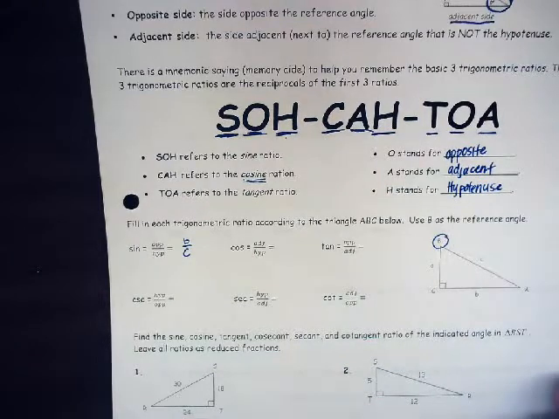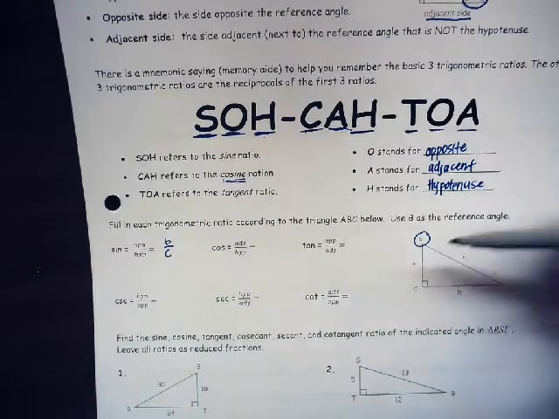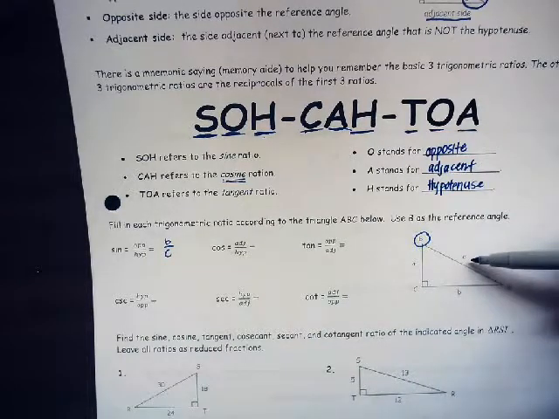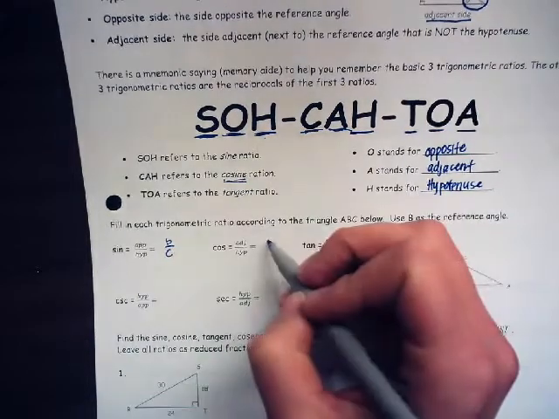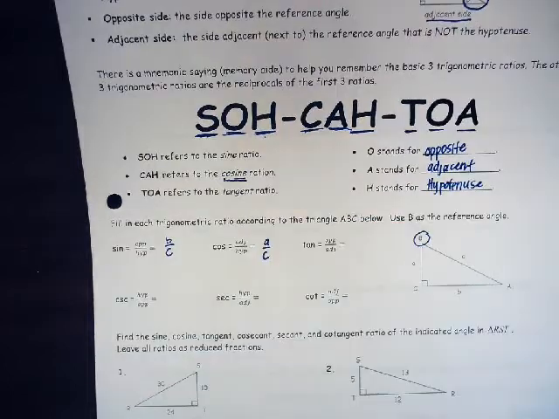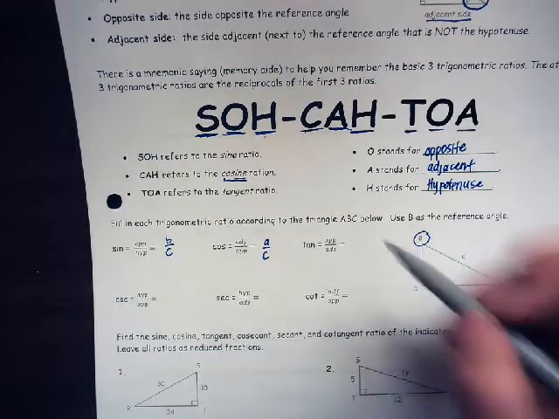Okay, try again. So the cosine now of the same reference angle is going to be adjacent over hypotenuse. So that will be A over C. Write that right there. And the tangent ratio from reference angle B is going to be opposite over adjacent. So it will be B over A.